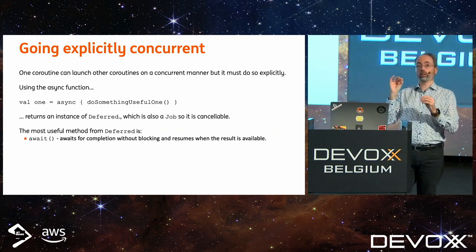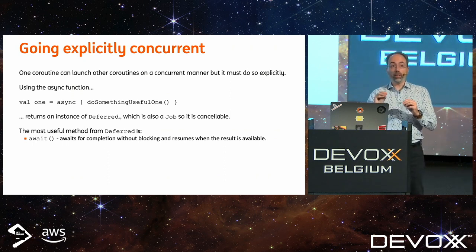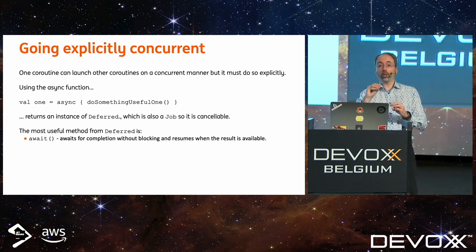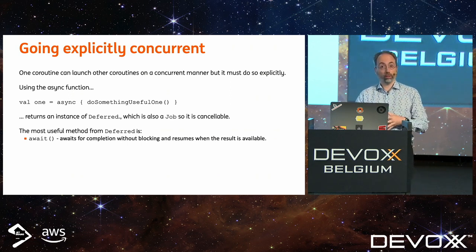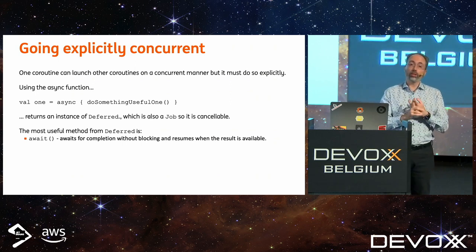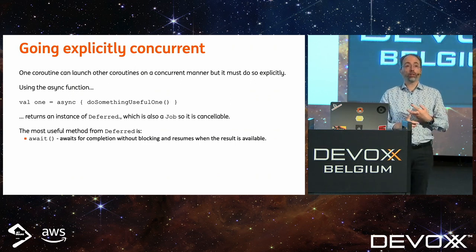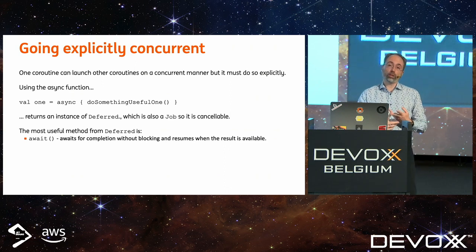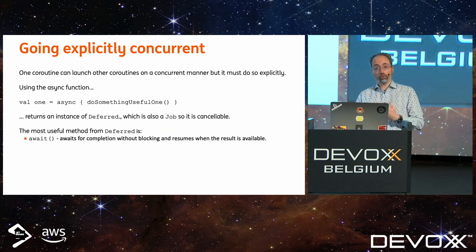Async by itself does not mean that whatever it is that we are launching is going to run in parallel with the code we are writing. Now, launch returns an instance of the job interface. Async returns an instance of the deferred interface. Both allow us to control execution of the coroutines. The second allows us to get the result back.